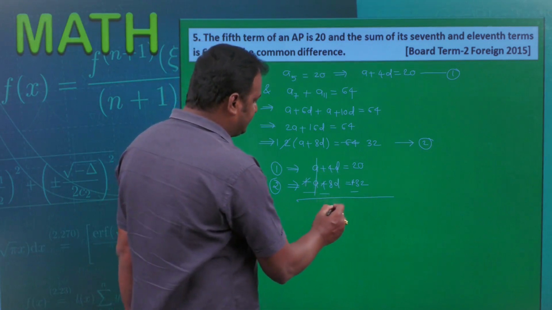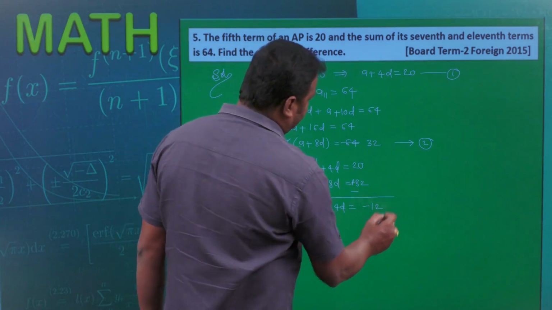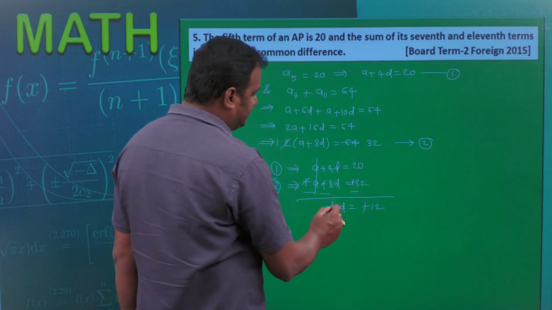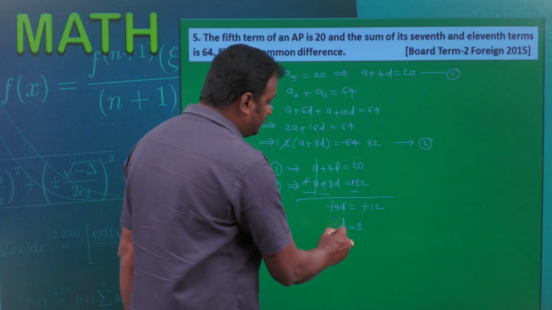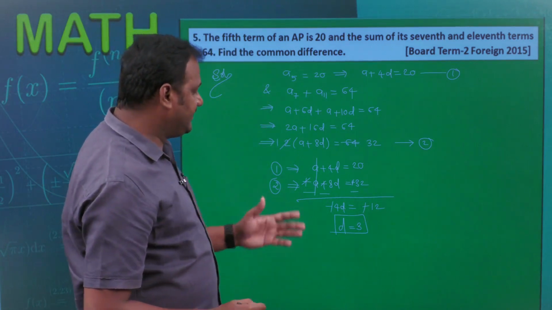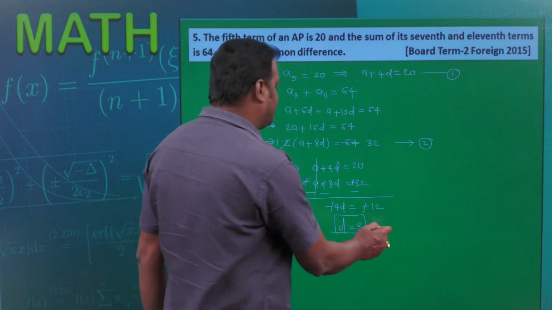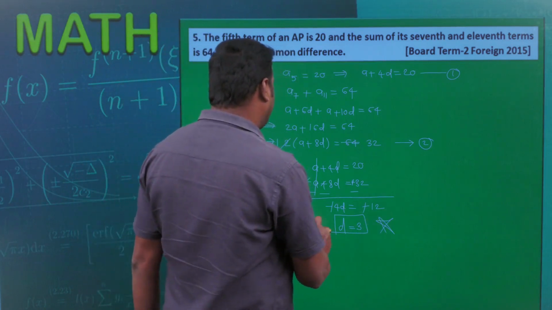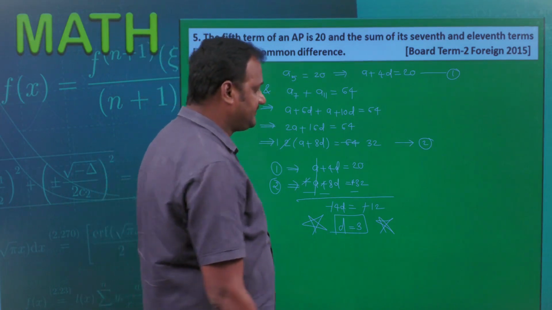4d minus 8d is equal to minus 4d. 20 minus 32 is equal to minus 12. Again, minus minus gets cancelled. 4 how much are 12? 4 3s are 12. So therefore the value of d is equal to 3. Got it? After getting the value of d, to get the value of a, find the common difference, right? Yes, we found the common difference. We don't have to get the value of a because you are asked only for the common difference.